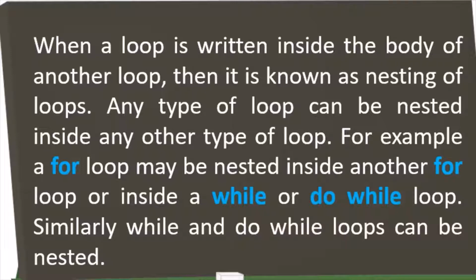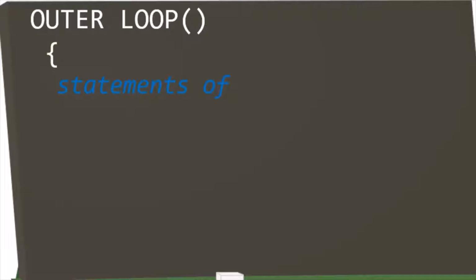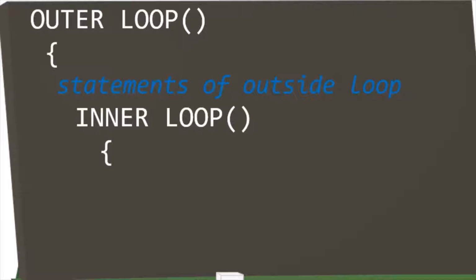So we have to declare an outer loop and an inner loop. How do we declare them? We first write the outer loop, then the opening brace, then the statements you want to execute through the outer loop, then the inner loop, then the statements you want to execute through the inner loop. You have to execute a set of statements with the outer loop and a set of statements with the inner loop. The proper opening and closing braces must be there.